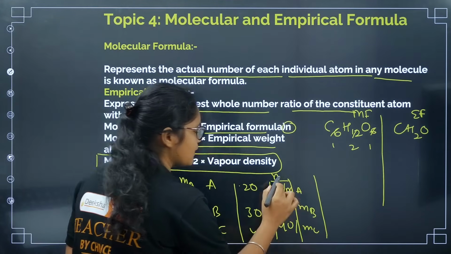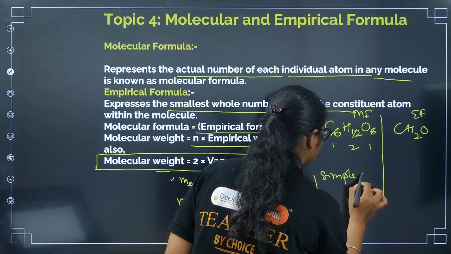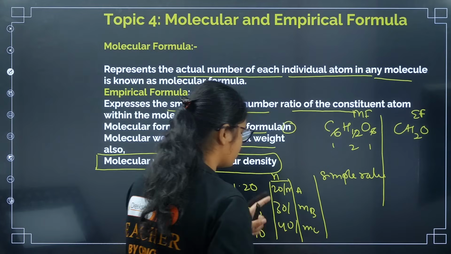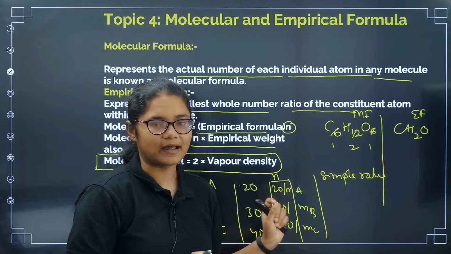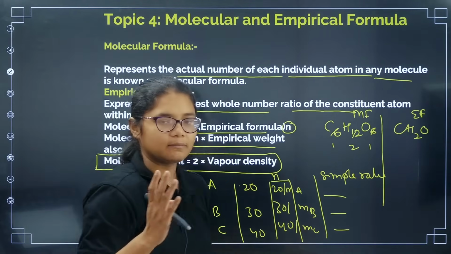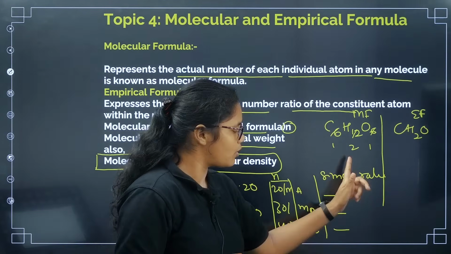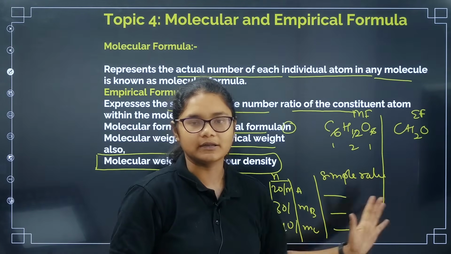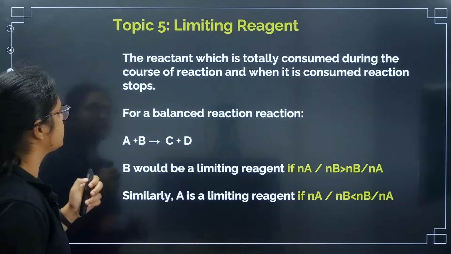After you get the number of moles, you have to find the simple ratio. Out of these numbers of moles, whichever is the smallest, divide the whole by that number. Then you will get a simple whole number ratio. If whole numbers are coming, it is fine. If not, then multiply a constant to all three values to get the final whole number values. Clear? So empirical formula is very easy. Questions are asked from here.